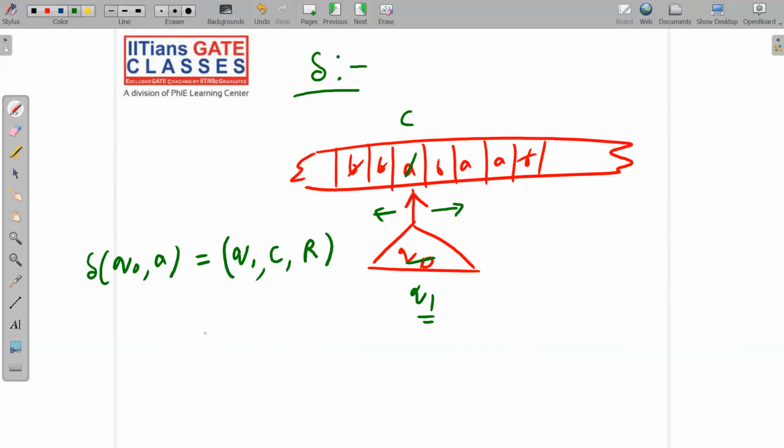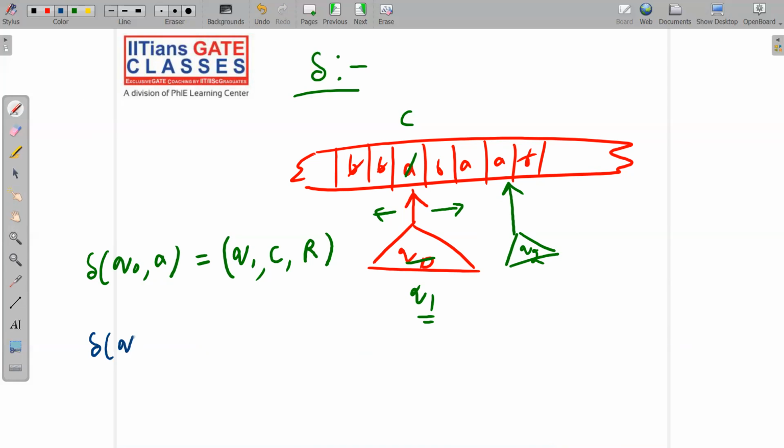So this is one of the moves for the Turing machine. Delta q0 A is q1 C R. Okay, now let me show you one more move. Let us suppose after a few moves, the Turing machine is at this state, or the Turing machine has read this A. So let us suppose the state was q2. Okay, let me write it properly. The state is q2.